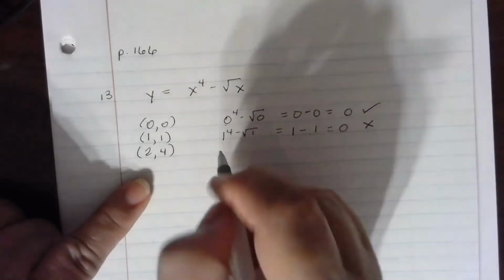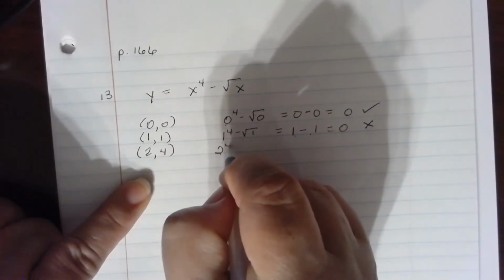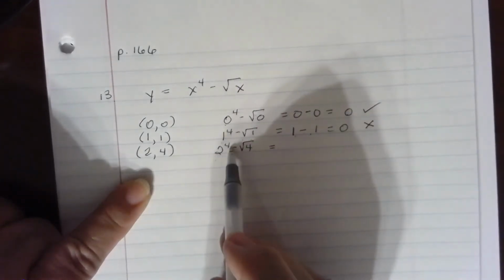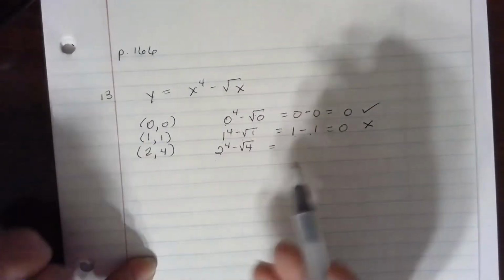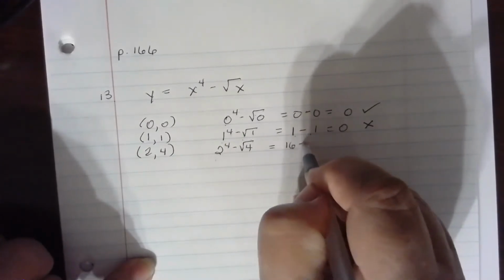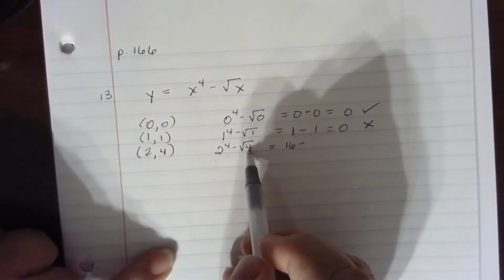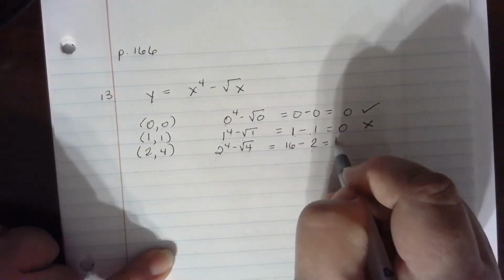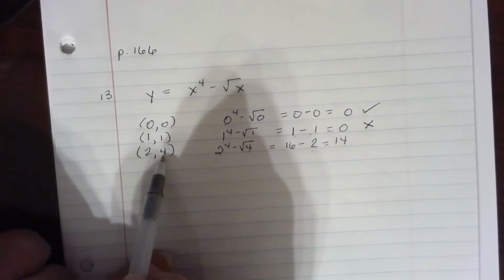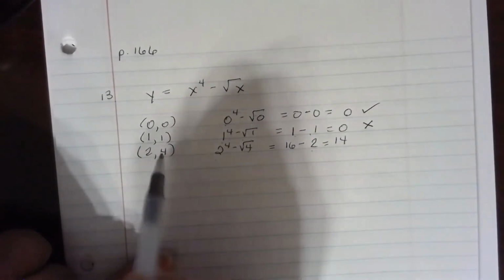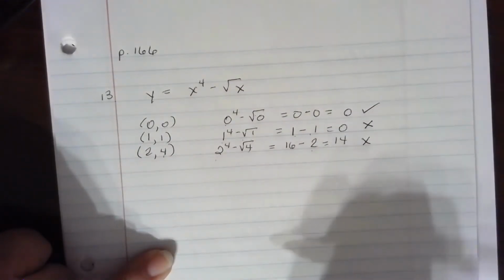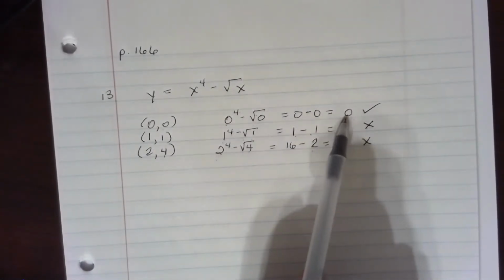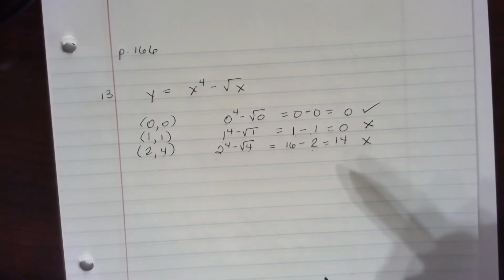Let's try (2, 4). So it'd be 2 to the 4th power minus the square root of 4. Well, 2 to the 4th, 2 multiplied 4 times, is 16. And the square root of 4 is 2. And 16 minus 2 is 14. It's not 4, which is what they had listed. So this one is not a point. So of the 3 points they gave me in number 13, only the first one actually satisfies the equation.